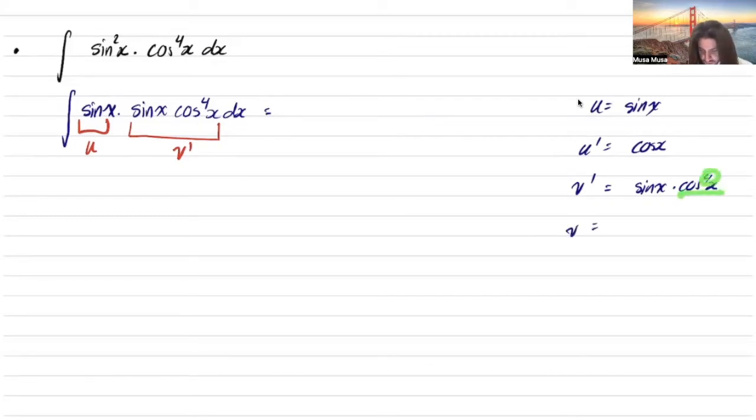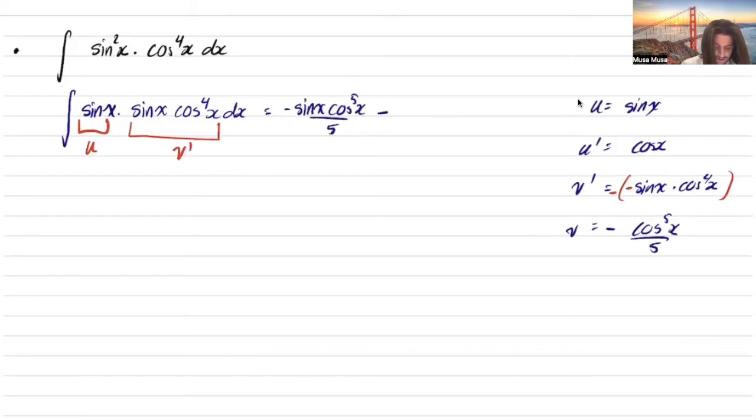I have some function put to a separate power of 4, and I have this sine x, which is the derivative of that function, almost. I just need sort of like a negative there. So let's say I put a negative and then put another negative like that. This integral just becomes minus, and then add 1 to the power, divided by the new power. So my answer to this becomes uv. So minus sine x cos to the 5x on 5, and then minus, and then the integral of vu dash.